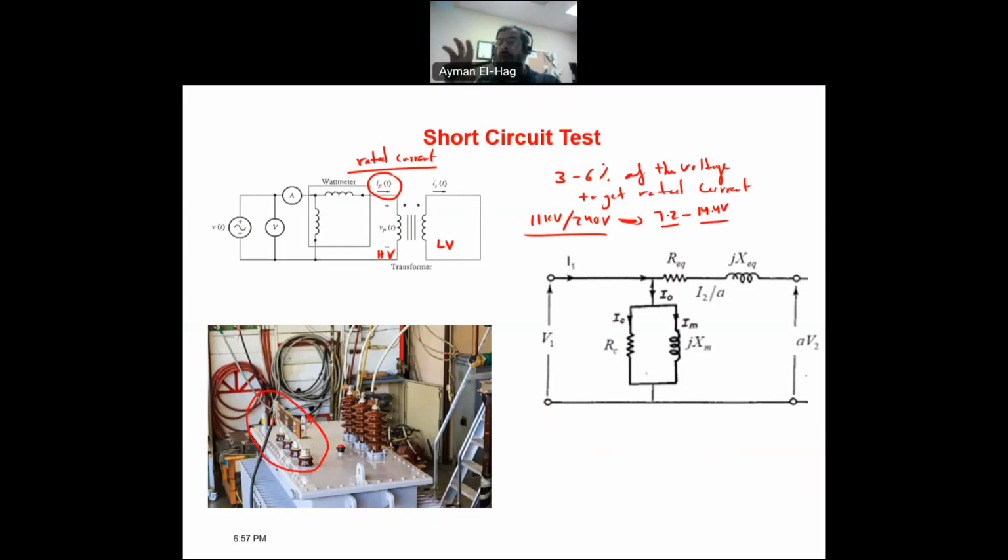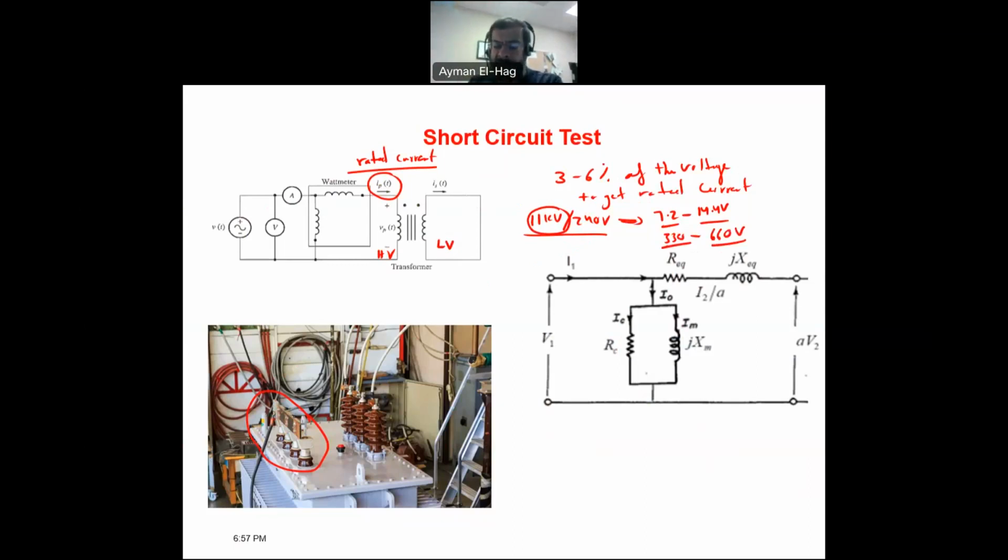It's very hard to control such a small voltage in the transformer. And if I exceed a little bit, I might burn the transformer. Because remember, there is a short circuit there, so there is not much impedance to oppose the current. So if I increase the voltage a little bit, then I might damage the transformer. On the other hand, if I apply that from the high voltage side, 3 to 6% of the 11 kilovolt will be between 330 to 660 volt, which I can easily control. I can easily supply this amount of voltage from that side.